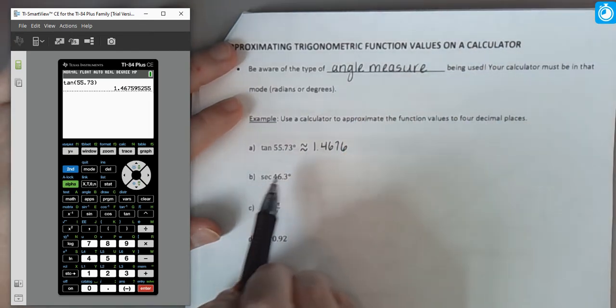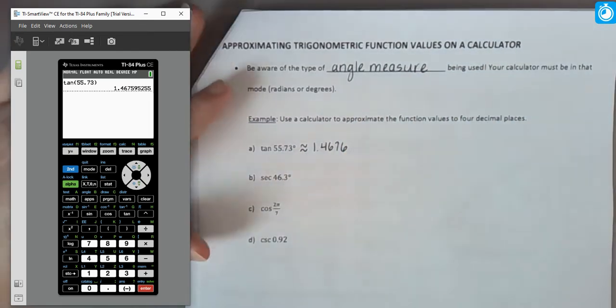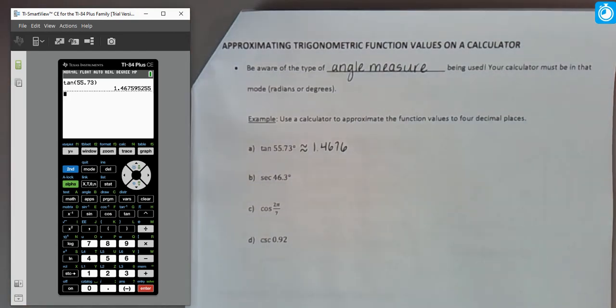Okay, now next one, secant. Here's where we're going to have to be careful. We don't have a secant button. What we do have are sine, cosine, and tangent. So knowing those reciprocal relationships is going to be very important here when the goal is to use a calculator and get some approximations. Secant is defined as the reciprocal of cosine, so if we can use cosine, we can find secant.